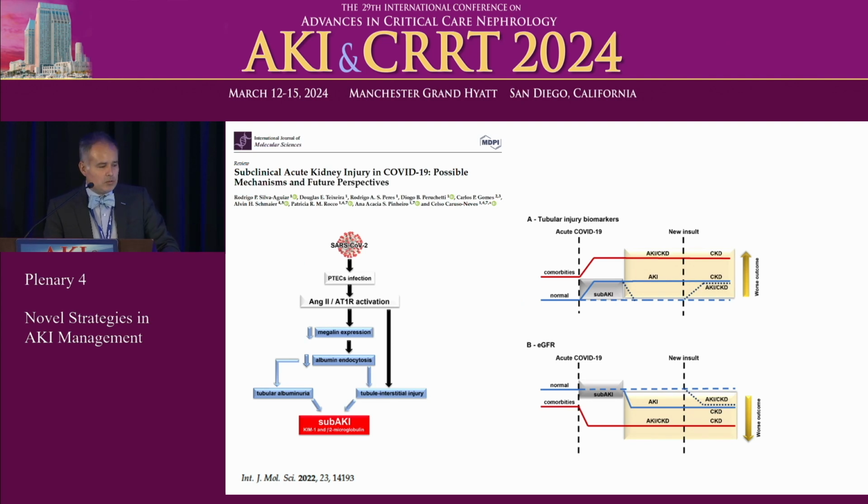In this study, they used KIM-1 and beta-2 microglobulin to diagnose subclinical AKI. And as you can see, patients with subclinical AKI have an increased risk of subsequent clinical AKI and subsequent development of acute kidney disease, CKD progression, or de novo CKD.